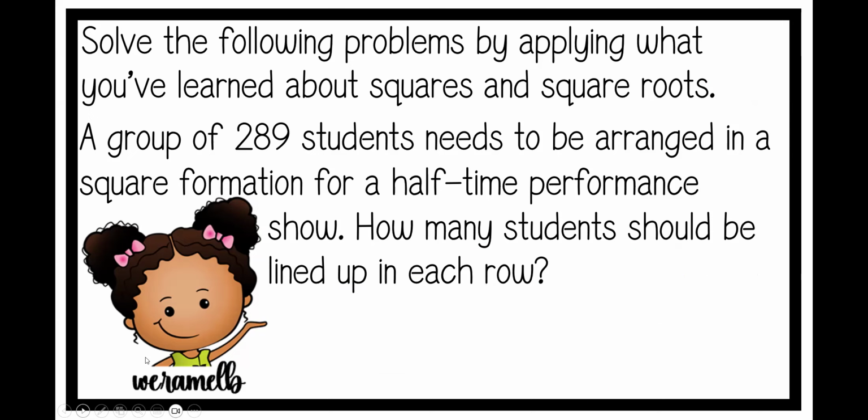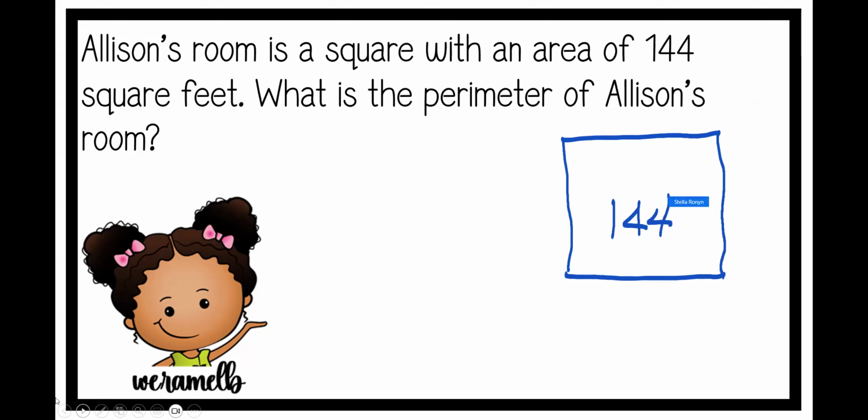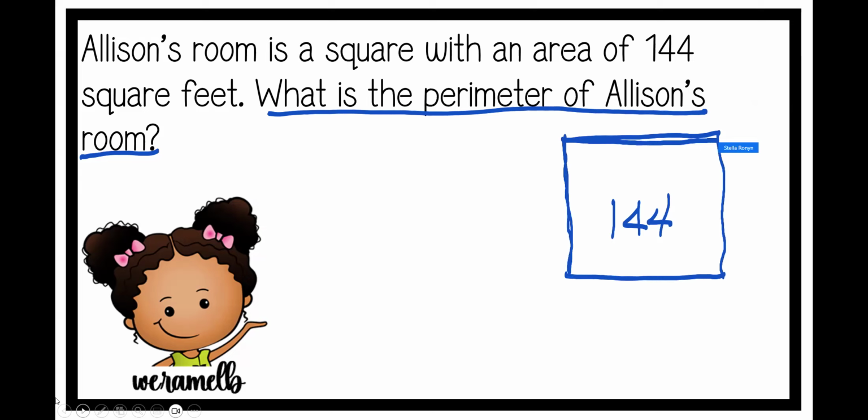Now let us see the last problem that we have. Allison has a square room. This is the square room of Allison, and it has an area of 144. It says there, what is the perimeter of Allison's room? Do you remember what perimeter means? Area is the space inside the square. The perimeter is if we add all the outside sides, how long will it be? So we should know what each side is equal to because we need to add them, right? How do we get the sides of a square again?